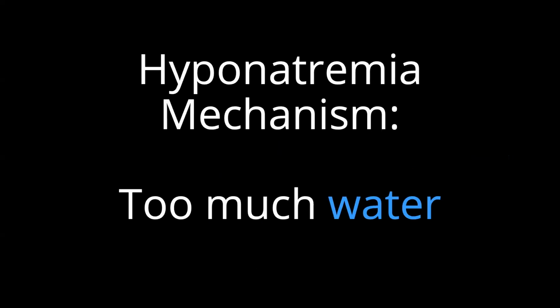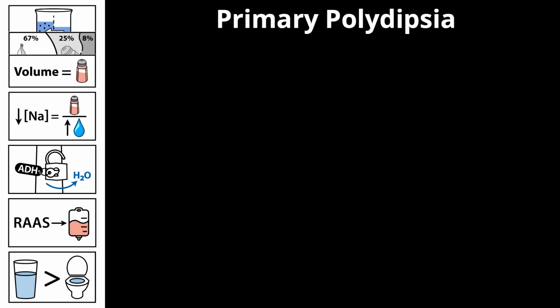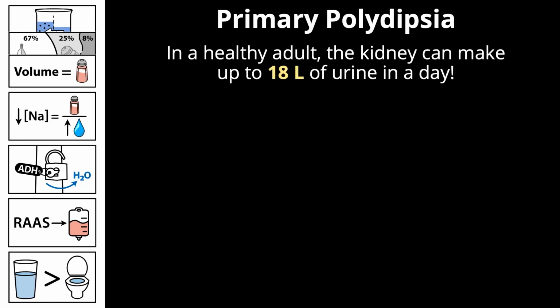So, big slide, hyponatremia mechanism: too much water. The name of this condition is primary polydipsia. This is where you are simply drinking too much water. And I'll let you know, in a healthy adult, the kidney can make a lot of urine. It can make up to 18 liters in a day.